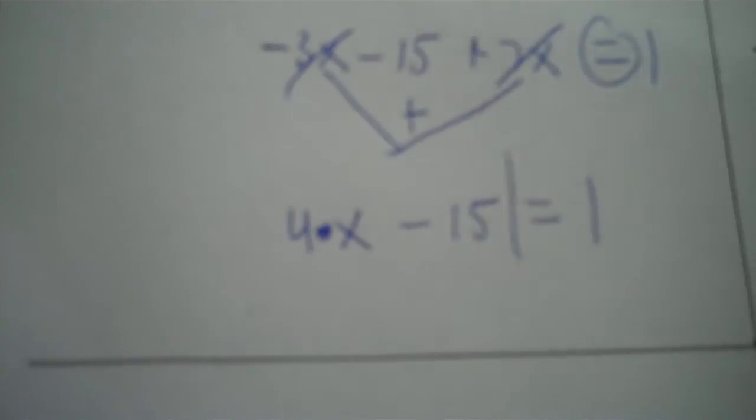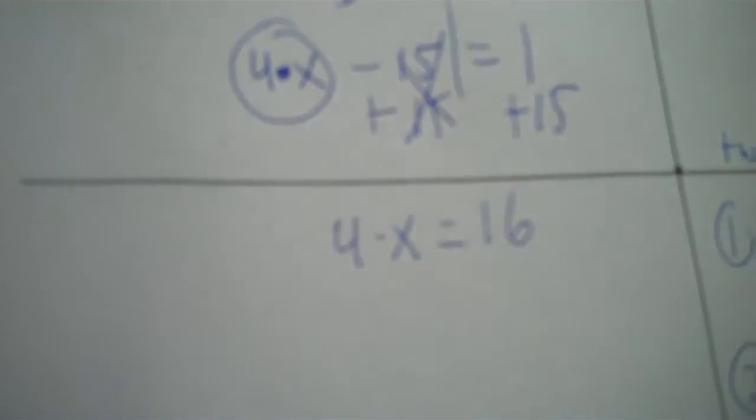Now I've got the 1, 2 process. So I get rid of my minus 15 with a plus 15, and then I get rid of the times 4 with the divide by 4. 1 plus 15 is 16, and then divide by 4. And 16 divided by 4 is 4.